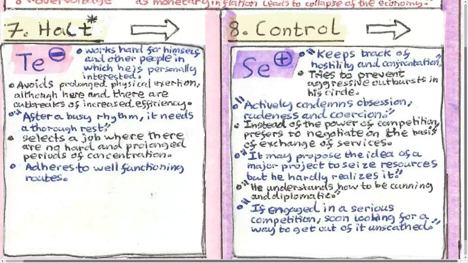All right. So this is for ISFJ. Keeps track of hostility and confrontation. It would be hard to know because they might not tell about that, so it goes on inside their heads. Tries to prevent aggressive outbursts in his circle. You're going to say something there, Laura? Well, yeah, I relate to a lot of this actually, and I'm wondering if that's true for other INTPs or people that have control in that position. Yeah, especially the hostility and confrontation. Preventing aggressive outbursts. It definitely actively condemns obsession, rudeness, and coercion.